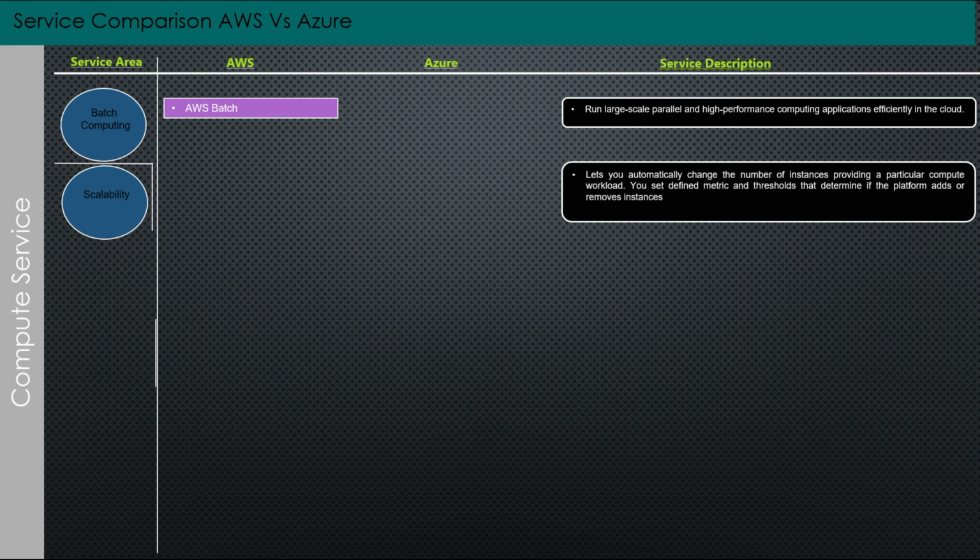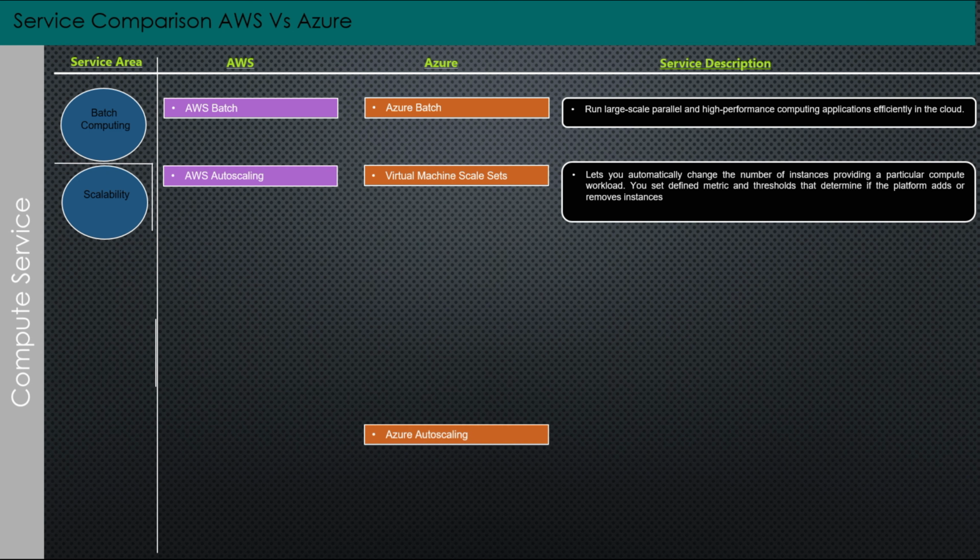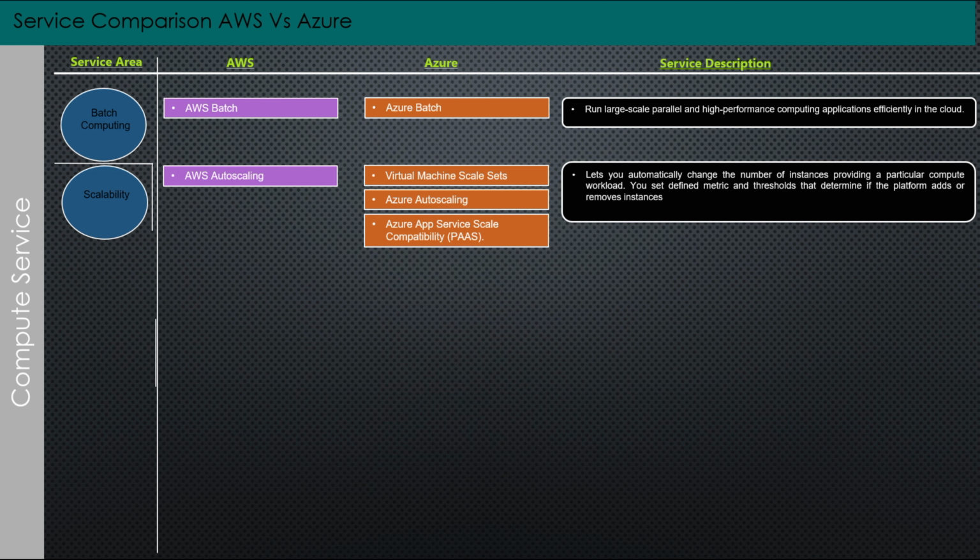Azure provides WebJobs. Let's talk about the sixth service area, that is, batch computing. AWS provides AWS Batch. Azure provides Azure Batch. Let's talk about the seventh service area, that is, scalability. AWS provides AWS Auto Scaling. Azure provides Virtual Machine Scale Sets, Azure Autoscale, and Azure App Service Scale capability, PaaS.